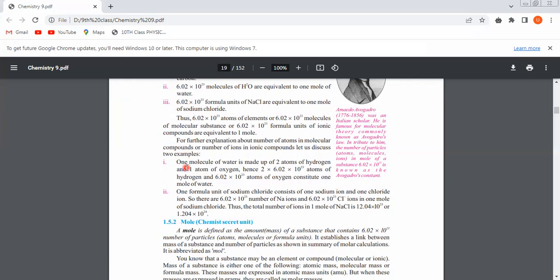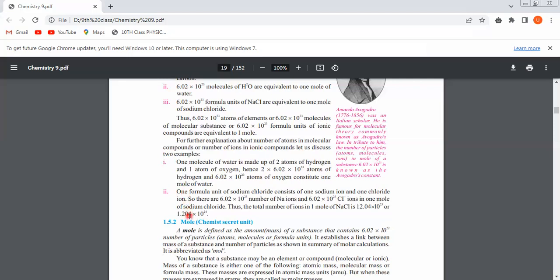One molecule of water is made up of two atoms of hydrogen and one atom of oxygen. Hence, 2 × 6.02 × 10^23 atoms of hydrogen and 6.02 × 10^23 atoms of oxygen constitute 1 mole of water. One formula unit of sodium chloride consists of one sodium ion and one chloride ion. So there are 6.02 × 10^23 Na+ ions and 6.02 × 10^23 Cl- ions in 1 mole of sodium chloride. Thus, the total number of ions in 1 mole of NaCl is 12.04 × 10^23 or 1.204 × 10^24.